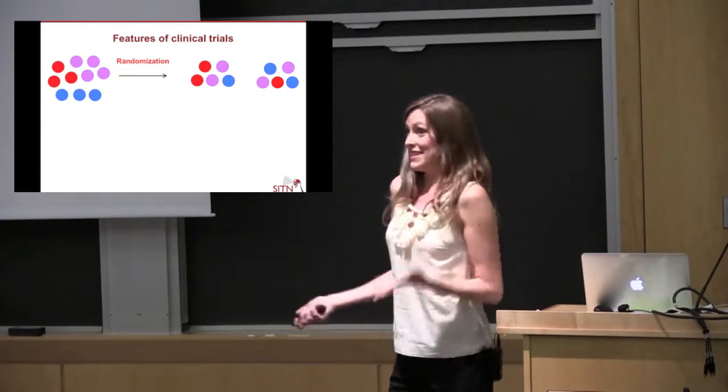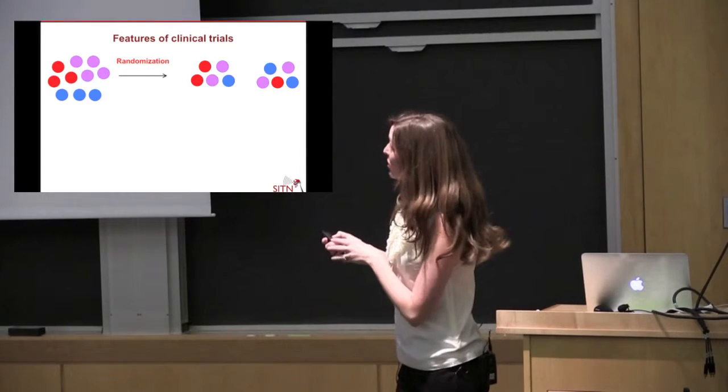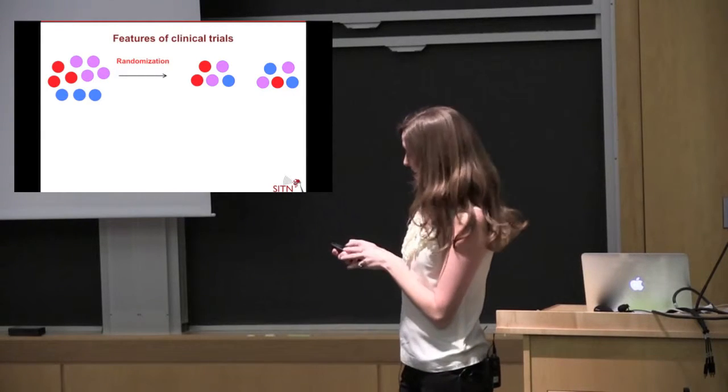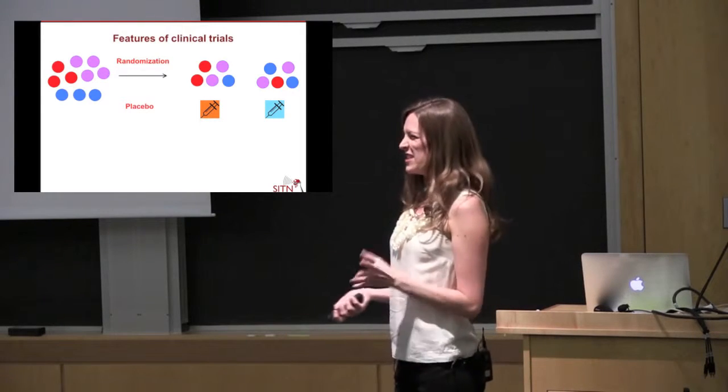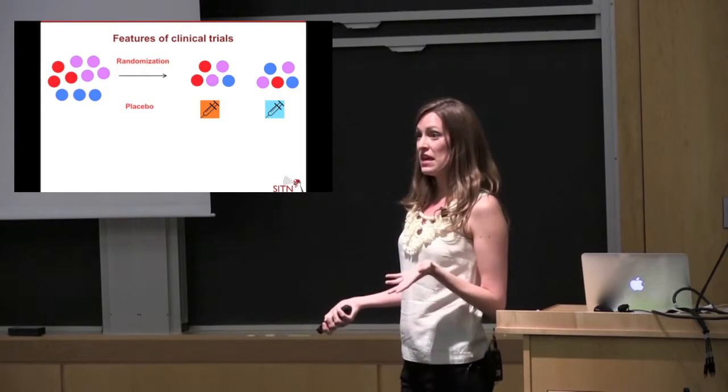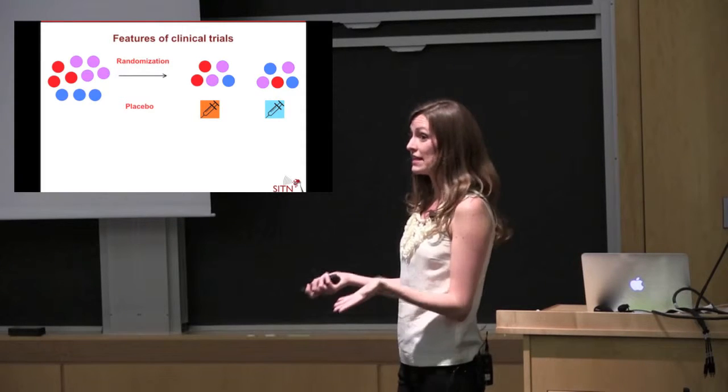Because, I don't know, maybe sunshine has something to do with this. So we're going to split them up randomly. The second thing we can do is use a placebo. Probably you've heard of a placebo, right? This is going to be like a sugar pill. Maybe if it's an injection, it's just injecting saline.